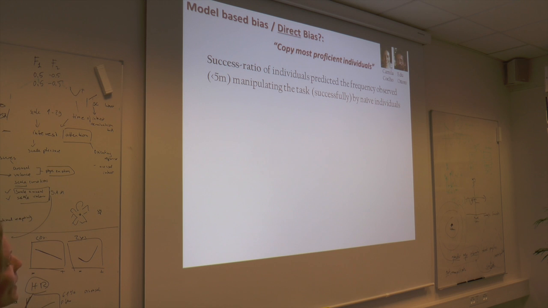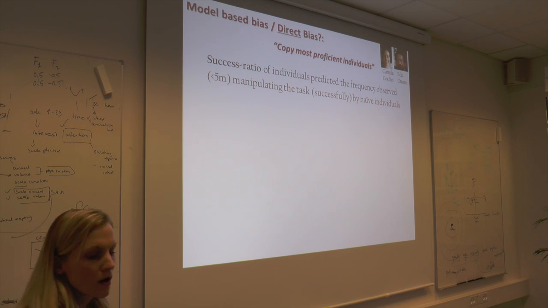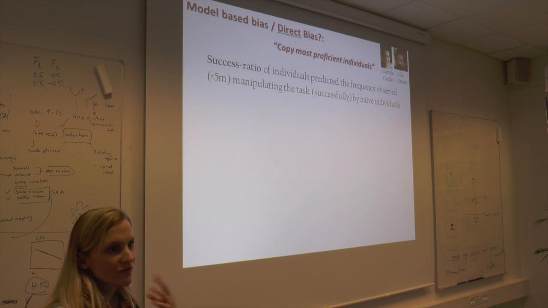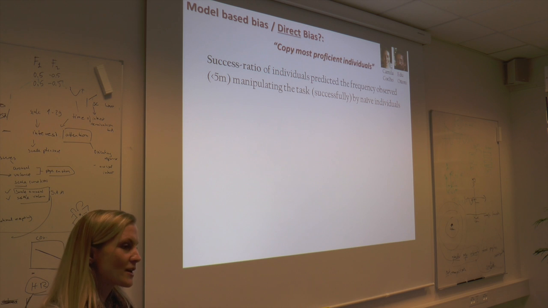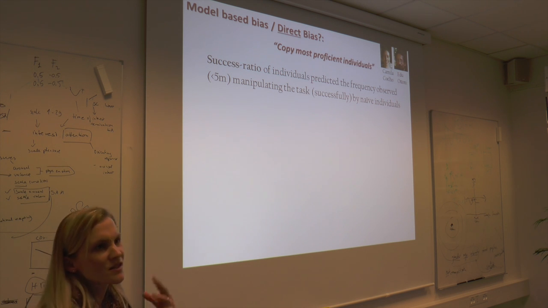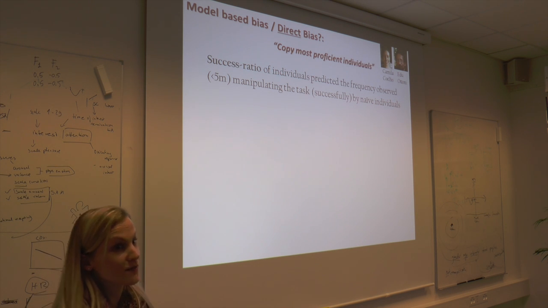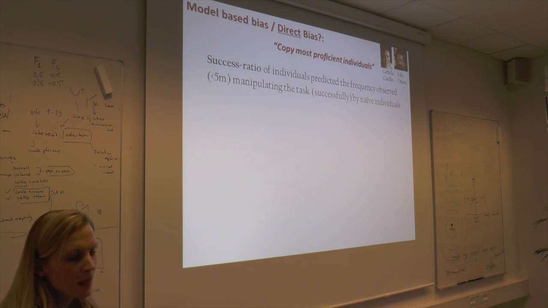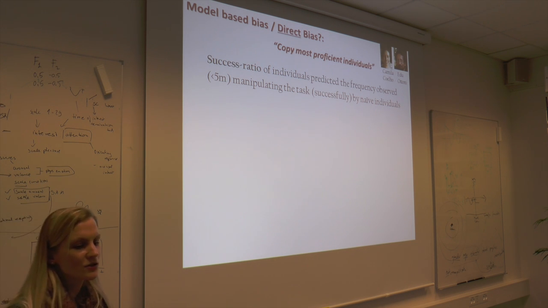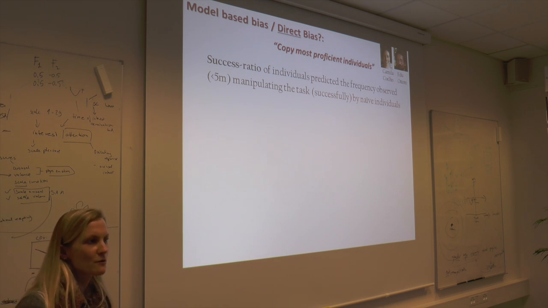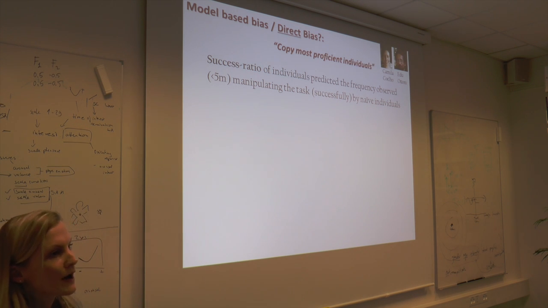But then we wanted to look at, well, what kind of transmission biases are going on here? And we seem to find evidence for individuals copying the most proficient individuals at that task. So we looked at the success ratio of individuals, so the number of unsuccessful manipulations compared to the number of successful manipulations of actually getting food. So the success ratio of individuals predicted the frequency with which they were observed within that 5 meter radius, manipulating the task by naive individuals.